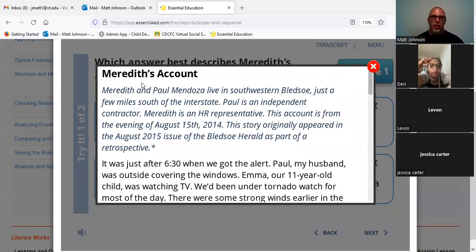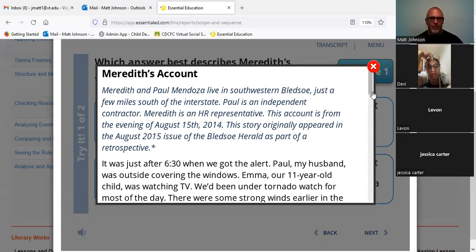So this is Meredith and Paul Mendoza. They live in southwestern Bledsoe, just a few miles south of the interstate. Paul is an independent contractor. Meredith is a human resources representative. This account is from the evening of August 15th, 2014. The story originally appeared in the August 2015 issue of the Bledsoe Herald as part of a retrospective.